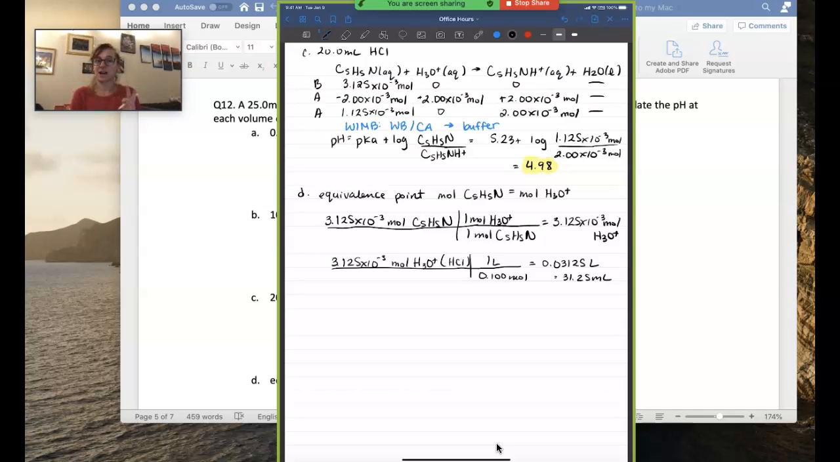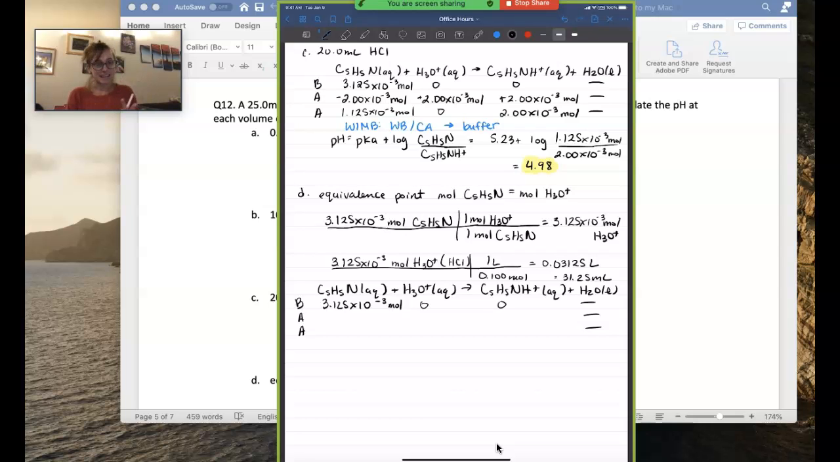So let's go ahead. When you do that addition, you have to do the BA table. And so we have the pyridine plus the acid, just writing down the reaction again. Notice how when we write down the before addition, we always start with the same number. We start with 3.125 times 10 to the negative third. Do that for each of the steps. So hopefully you're starting to see a pattern here.